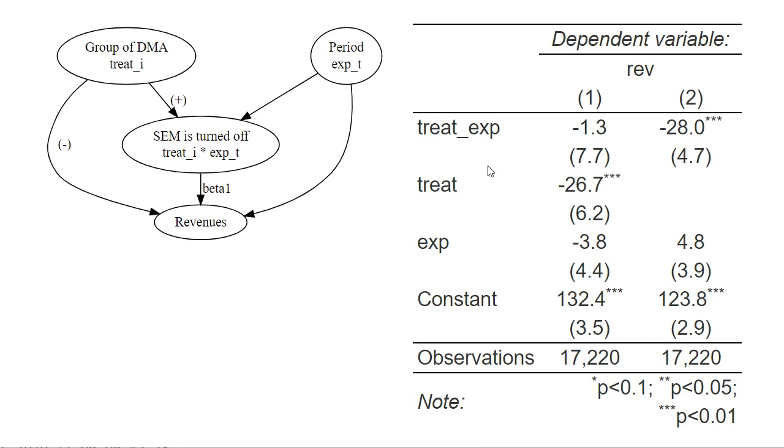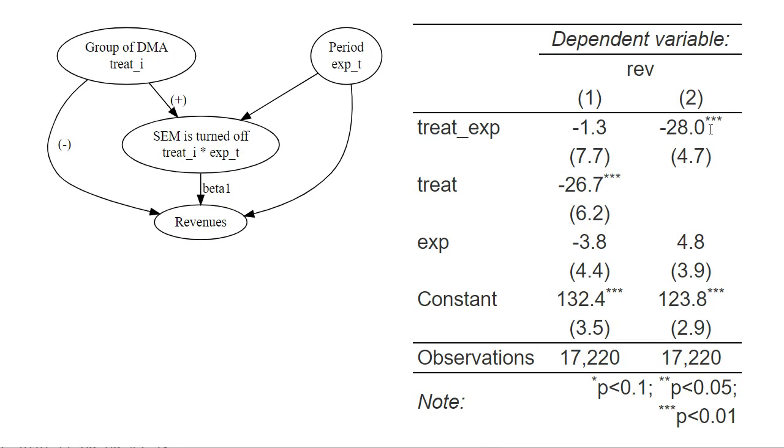So here are the regression results. Recall, if I add the dummy of whether the DMA is in the treatment group or not and the period dummy, we estimated a treatment effect of minus 1.3. If I omit this dummy for the DMA, whether it's in the treatment group or control group, we have the second regression, and we find a much more negative estimator for the effect of turning search marketing off on the average revenues. We find minus 28.